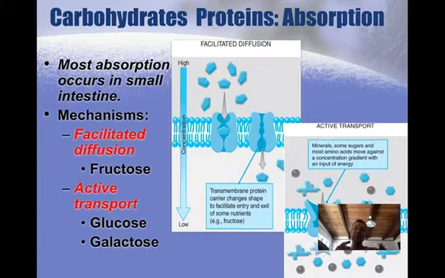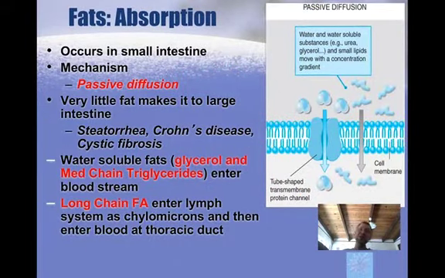So again, other amino acids, there are several that use this mechanism as well. It's very hard, if not impossible, to overwhelm it. So we can maximize and guarantee we get all that sugar in the form of glucose and galactose into our body. So that's carbohydrates and proteins. Fats use a different mechanism. Fats use what's called passive diffusion.